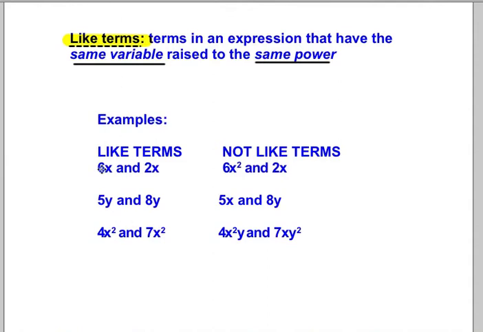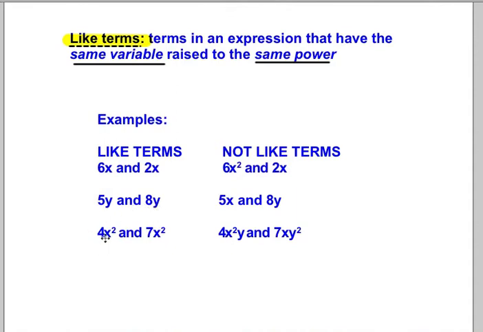So like terms are 6x and 2x. You're not looking at the coefficients 6 and 2, you're looking at the variable. And since they both have just an x, they're like terms. Second is 5y and 8y. Although the 5 and the 8 don't match, we're not looking at the coefficients, we're looking at the variable, which is y and only y. So these are like terms.